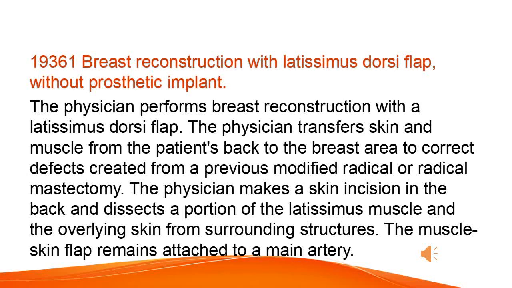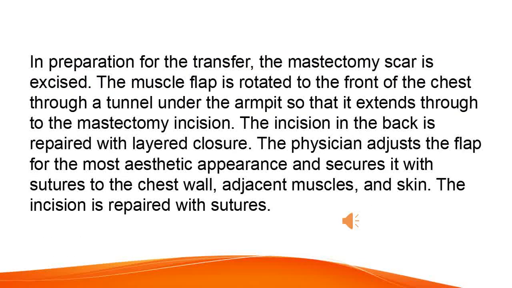The physician makes a skin incision in the back and dissects a portion of the latissimus muscle and the overlying skin from surrounding structures. The muscle skin flap remains attached to a main artery. In preparation for the transfer, the mastectomy scar is excised. The muscle flap is rotated to the front of the chest through a tunnel under the armpit so that it extends through to the mastectomy incision.